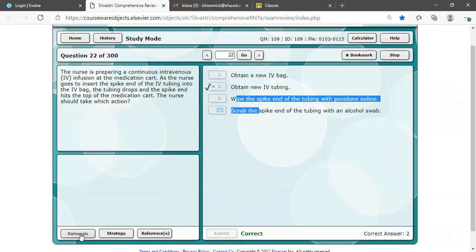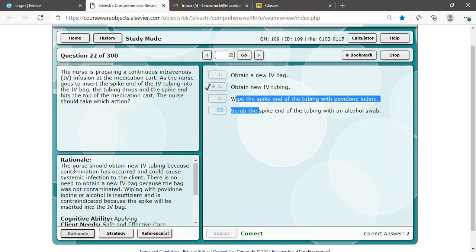What is their explanation? The nurse should obtain a new IV tubing because contamination has occurred and could cause systemic infection to the client. And there is no need to obtain a new IV bag because the bag was not contaminated. The tubing is contaminated.